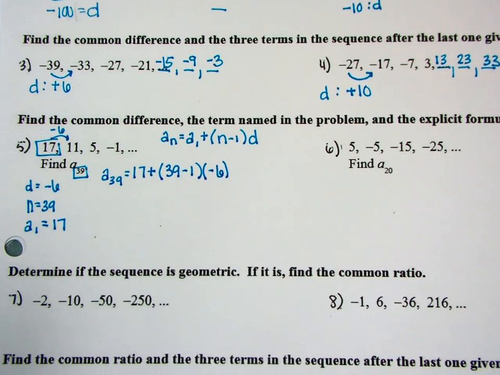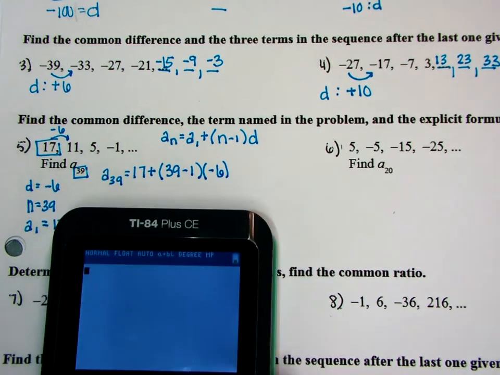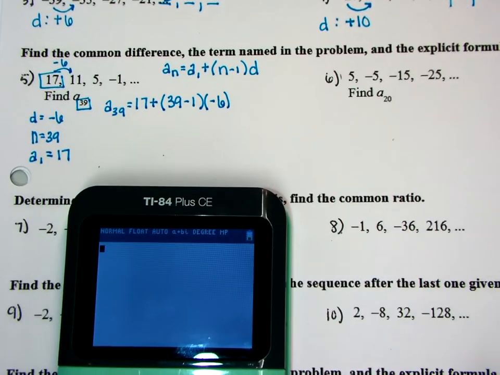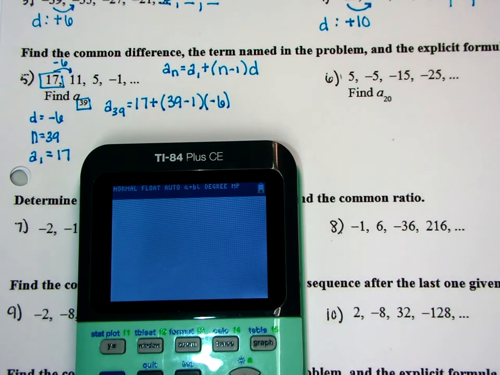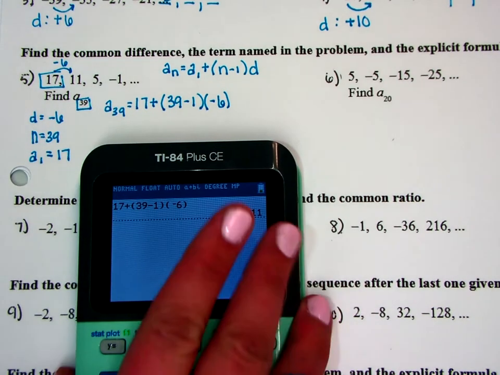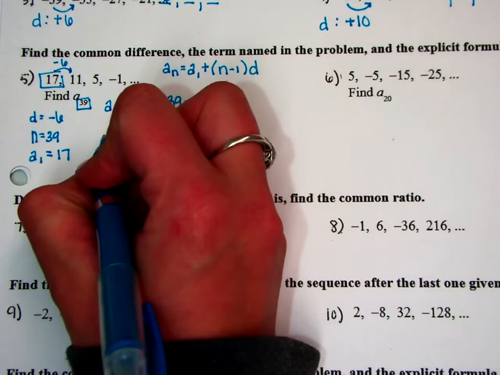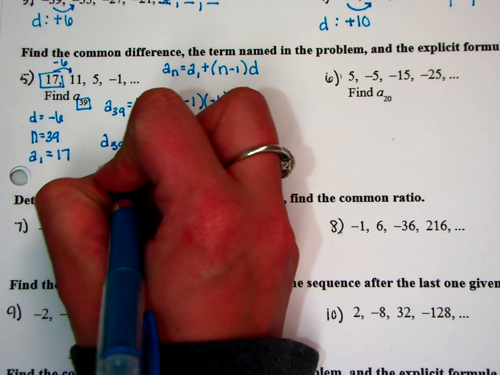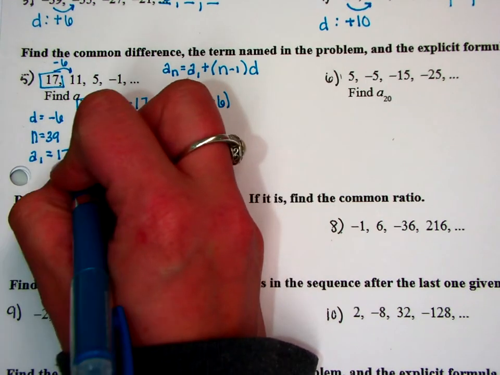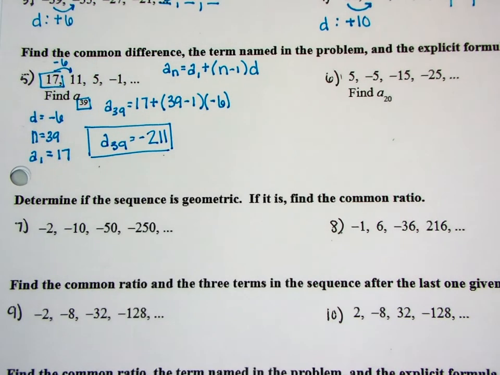I can do this straight into my calculator. Let me go ahead and type that in for us. 17 plus 39 minus 1 times negative 6. And it's negative 211. So the value of a sub 39, the 39th term, is negative 211. All right, let's try the next one.